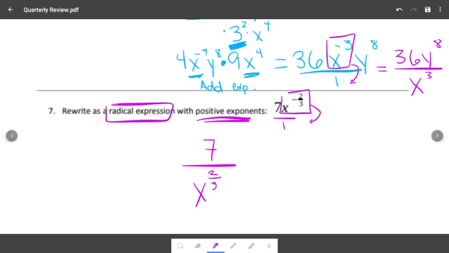And now we want a radical expression. So if you remember, this was power over root. So when you write your radical, the root is 3 and the power is 2. And that is your final answer.